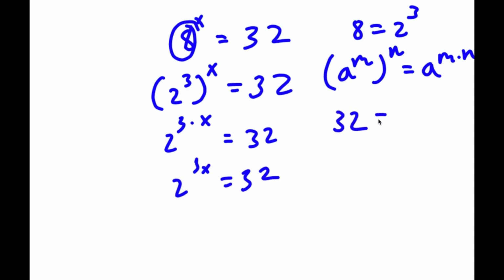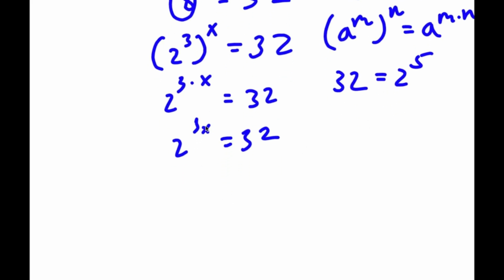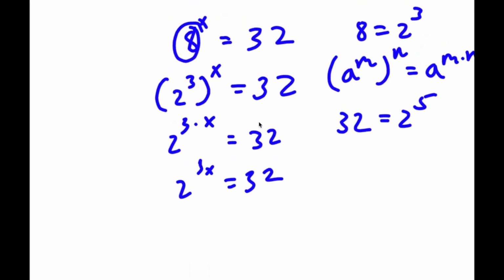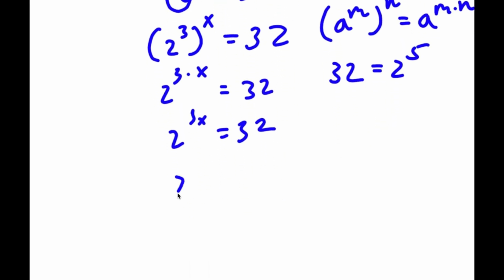Now 32 is the same thing as 2 to the power of 5. So now I can replace 32 with 2 to the power of 5. So now I have 2 to the power of 3x is equal to 2 to the power of 5.